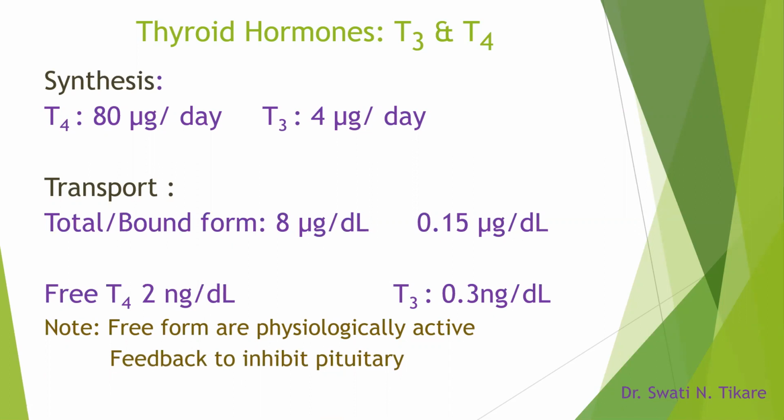Okay, two things are important about the free hormones. First thing, these are the ones which bring about the physiological action in the body on the target organs. Second, these free hormone levels are the ones which bring about the feedback to inhibit the TSH or TRH at the pituitary and hypothalamic level. Okay, free hormones.